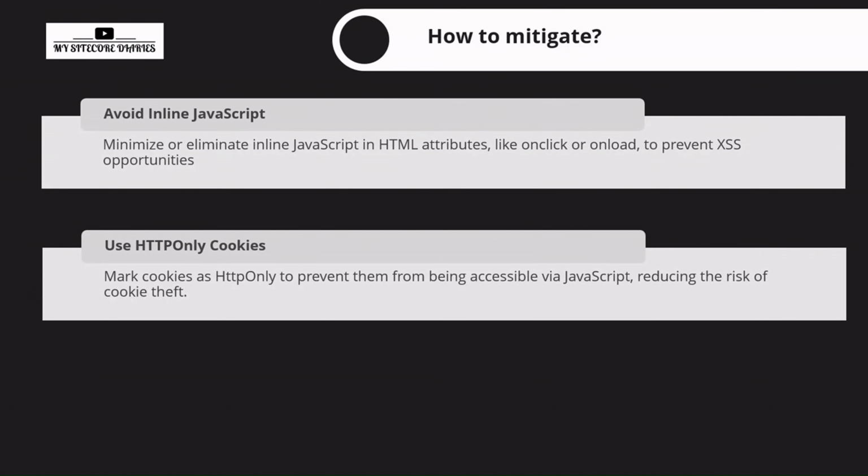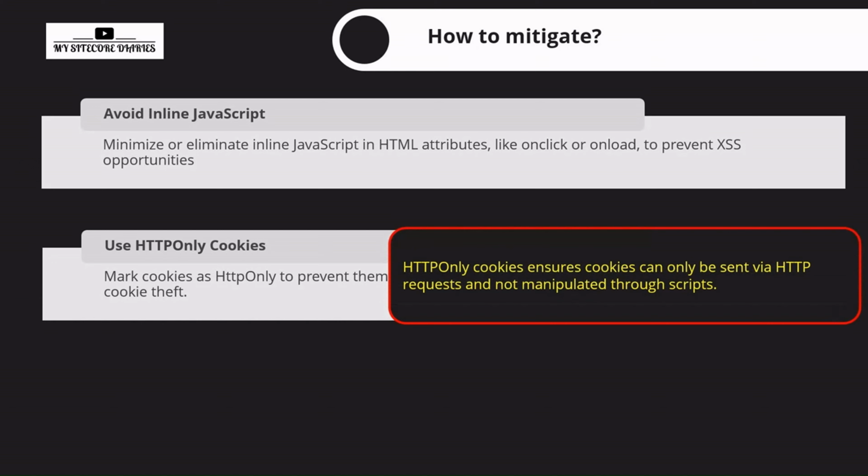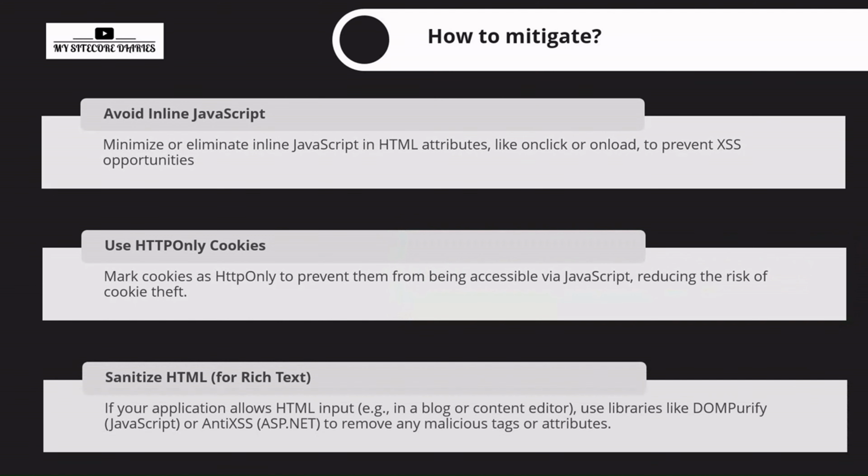Use HTTP only cookies. Mark cookies as HTTP only to prevent them from being accessible via JavaScript, reducing the risk of cookie theft. Now, what are HTTP only cookies? HTTP only cookies ensure cookies can only be sent via HTTP request, not manipulated through script. So if you mark the cookies as HTTP only, those will get transferred only via the HTTP protocol. If you try to access them via script, it will not happen. So this is very important. Use HTTP only cookies.